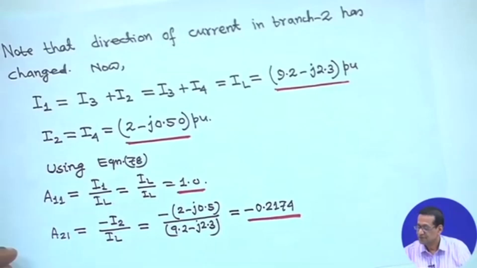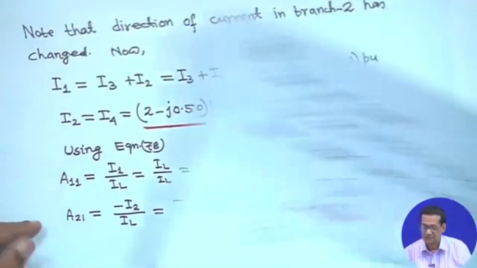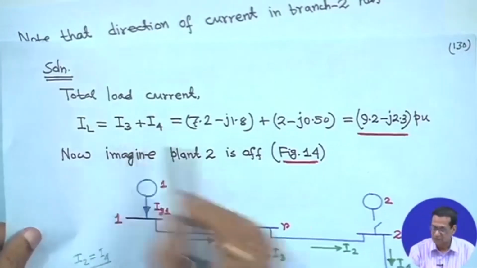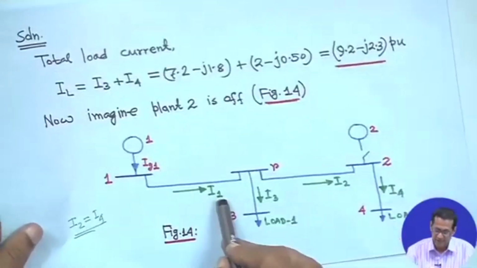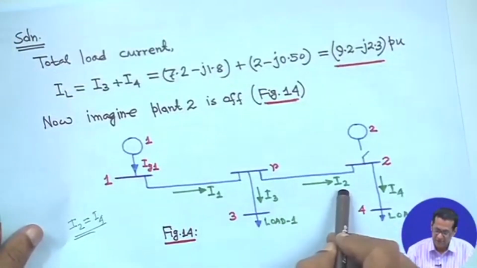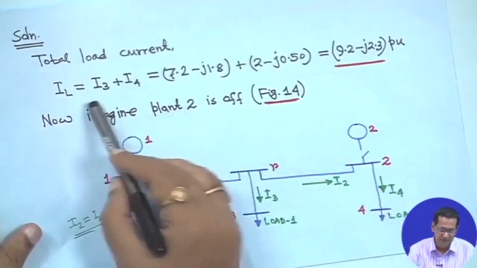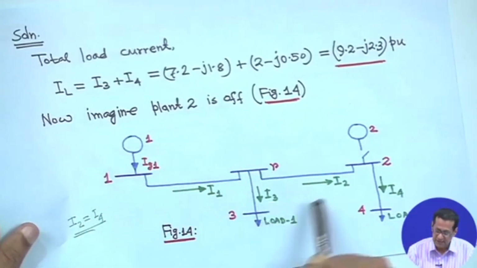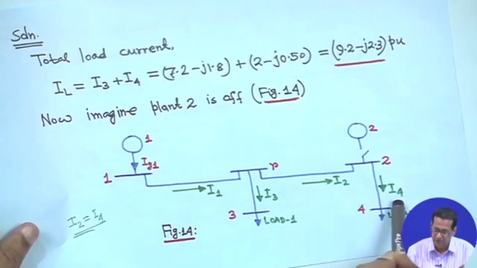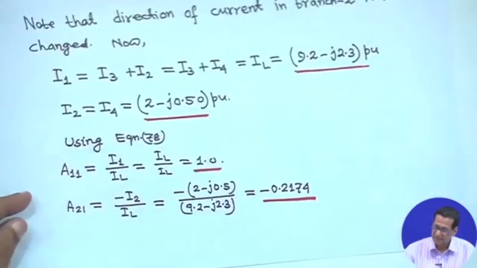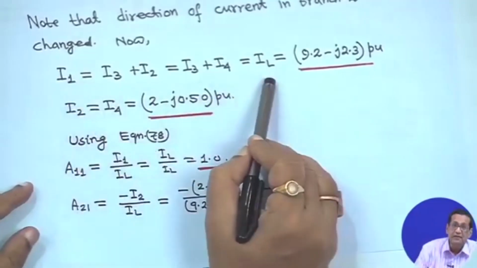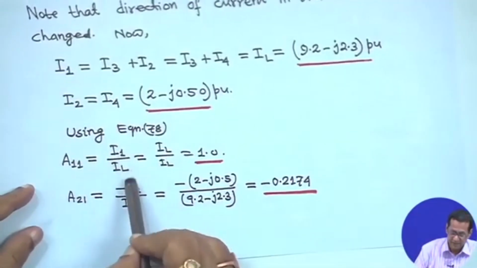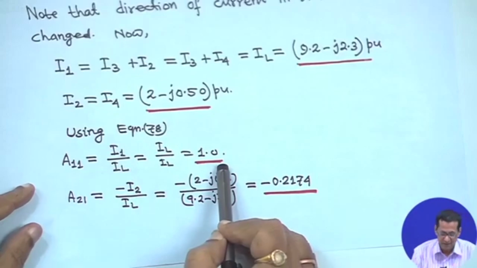This is I L, the total load current, and I 1 is actually I 3 plus I 2, which is I 3 plus I 4. So I 1 is equal to I L. That means A 1 will be I 1 upon I L, that is 1.